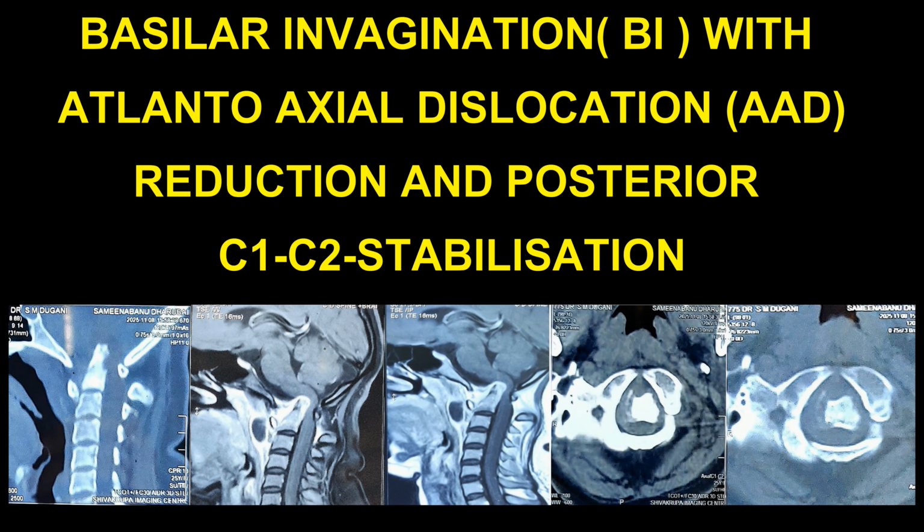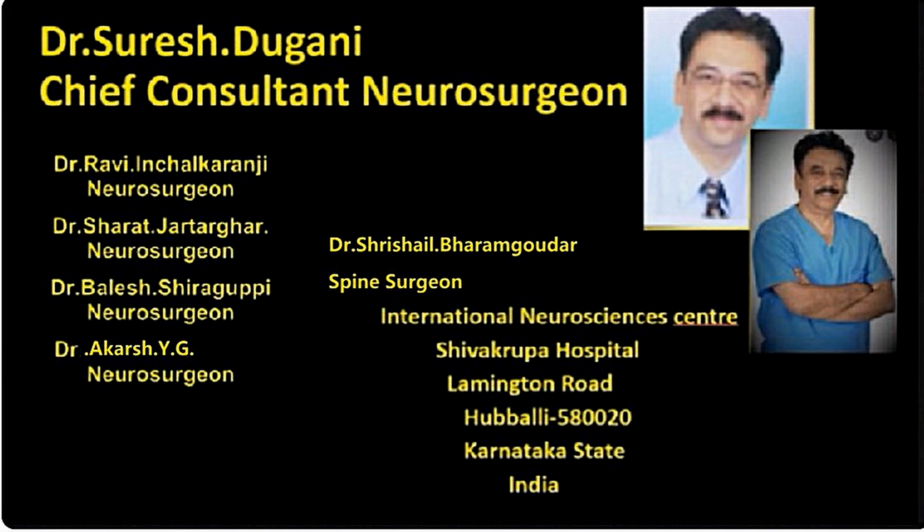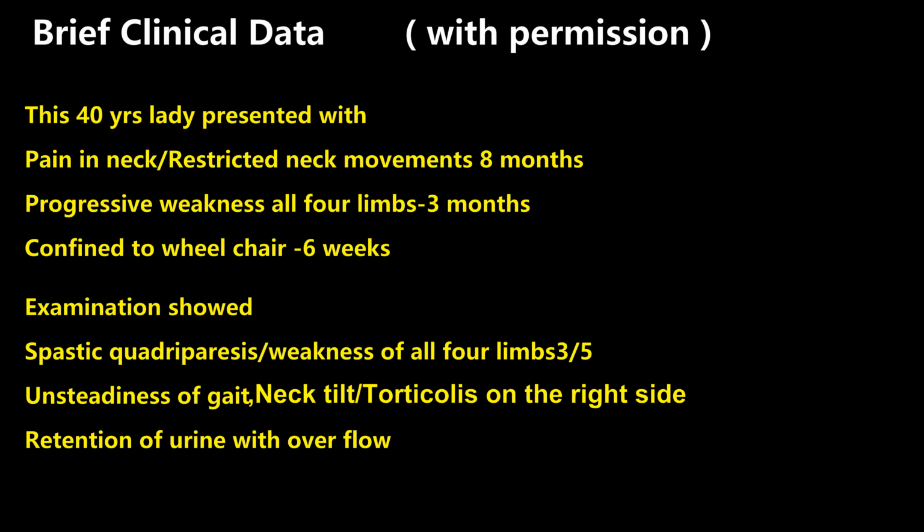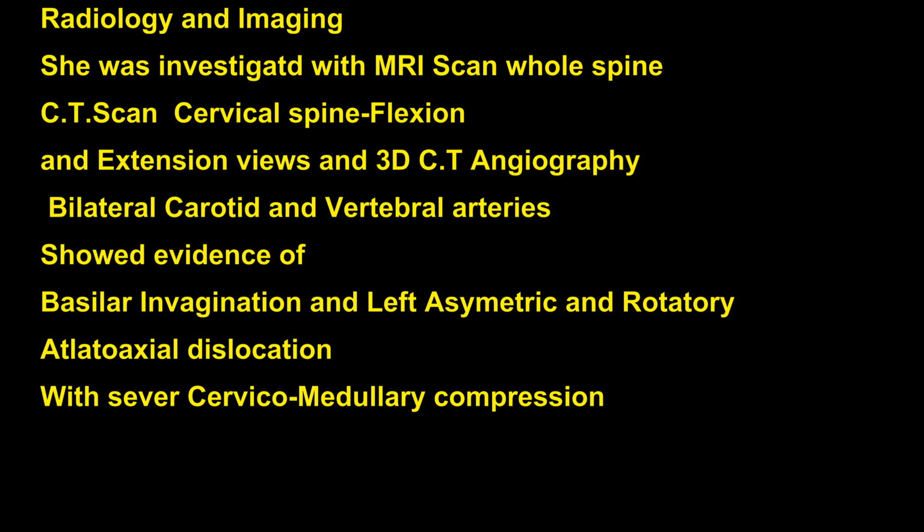This is an educative video of exoscopic microsurgical management of basilar invagination with atlantoaxial dislocation, reduction, and posterior stabilization. This 40-year-old lady presented with pain in the neck, restricted neck movements, and progressive weakness of all four limbs, confined to a wheelchair. Examination showed spastic quadriparesis, unsteadiness of gait, and neck tilt towards the right side with bladder and bowel dysfunction.